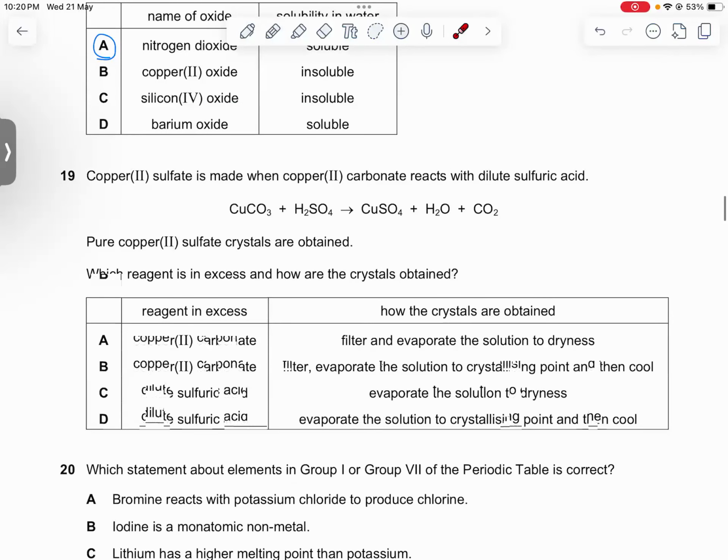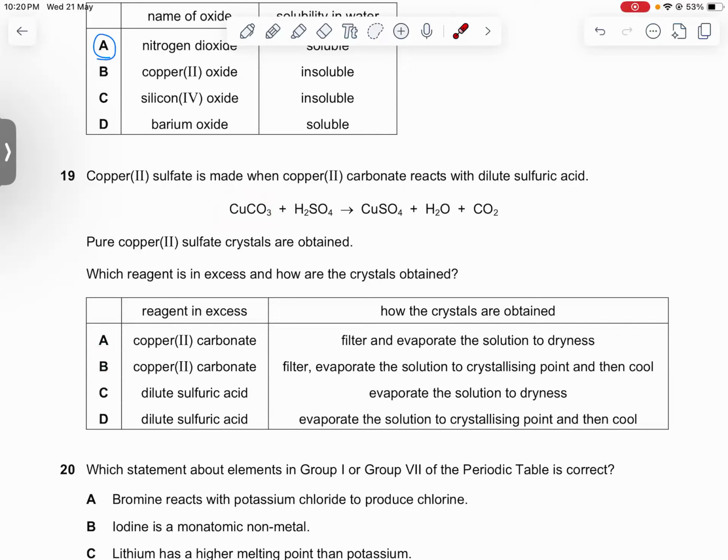Okay, next question. Question number 19. Copper 2 sulfate is made when copper 2 carbonate reacts with dilute sulfuric acid. Pure copper 2 sulfate crystals are obtained. Which reagent is in excess and how are the crystals obtained? Beta, copper 2 sulfate is a soluble salt. Copper carbonate is insoluble. We know copper carbonate is insoluble. Therefore, this is method 1 of preparation of salts. This method is called the excess method, producing a salt with excess insoluble reactant, right? So the insoluble reactant is the one which would be in excess, meaning A or B is the correct answer.